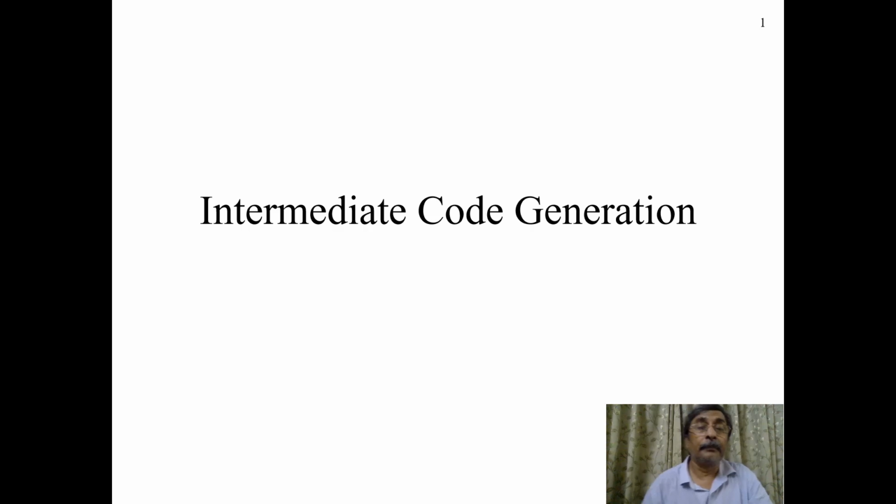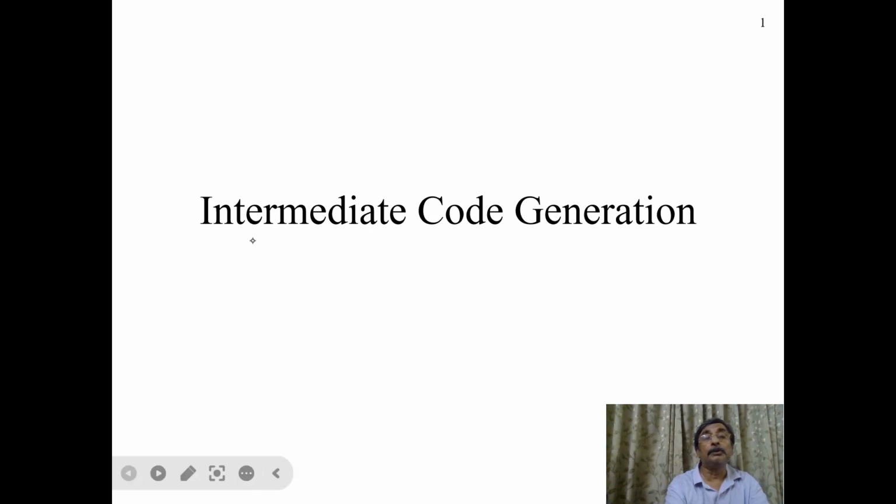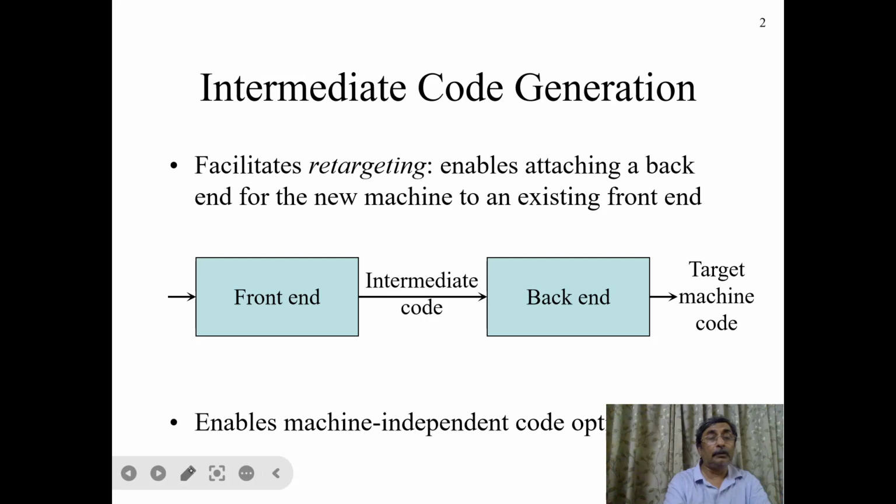Good afternoon. So today we'll be talking about intermediate code generation, and remember that it is not code generation; it is actually intermediate code generation. So if we look at it, underline this: it is intermediate code generation, right? Now, why do we want to generate intermediate code, not the target machine code?